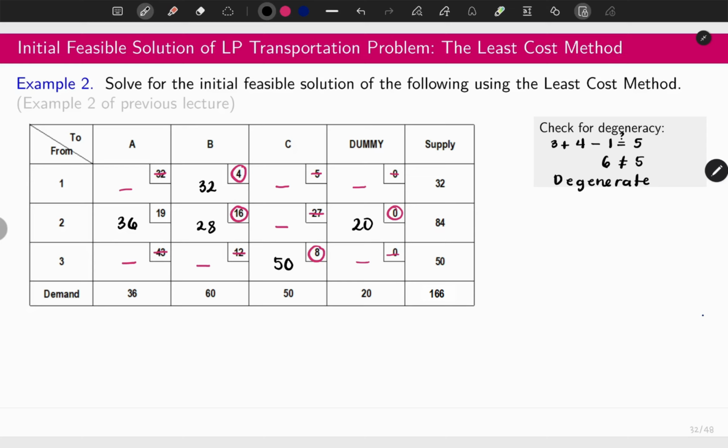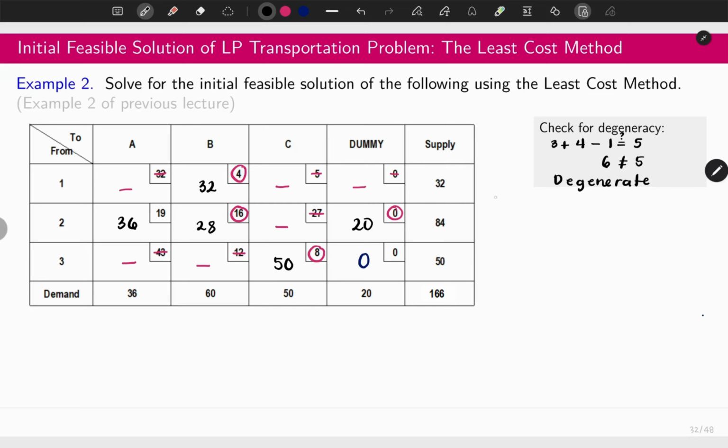Let's continue. Let us have the artificial allocation. Now, since we are using the least cost method, we are going to allocate the artificial 0 to the least cost. Okay, so we have two options, either here or here. Okay, let us choose this one. I will allocate the artificial 0 here. So, this is now non-degenerate because I have already allocated the artificial 0 here.